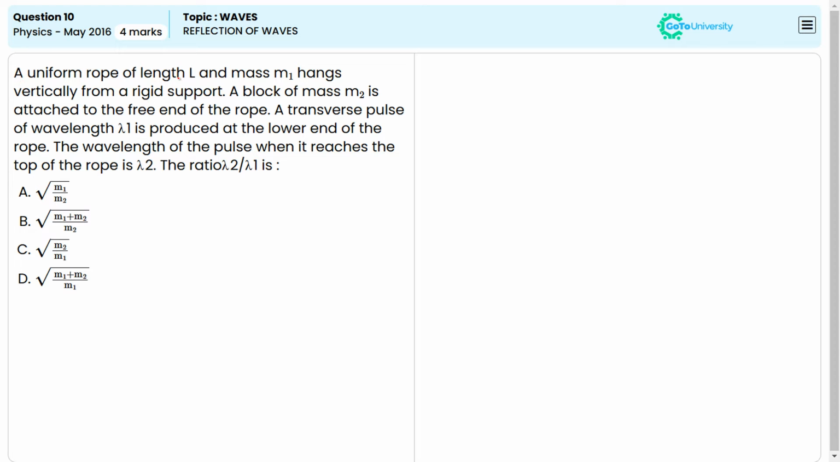A uniform rope of length L and mass m1 hangs vertically from a rigid support. A block of mass m2 is attached to the free end of the rope. Let me draw the diagram here for the given data.